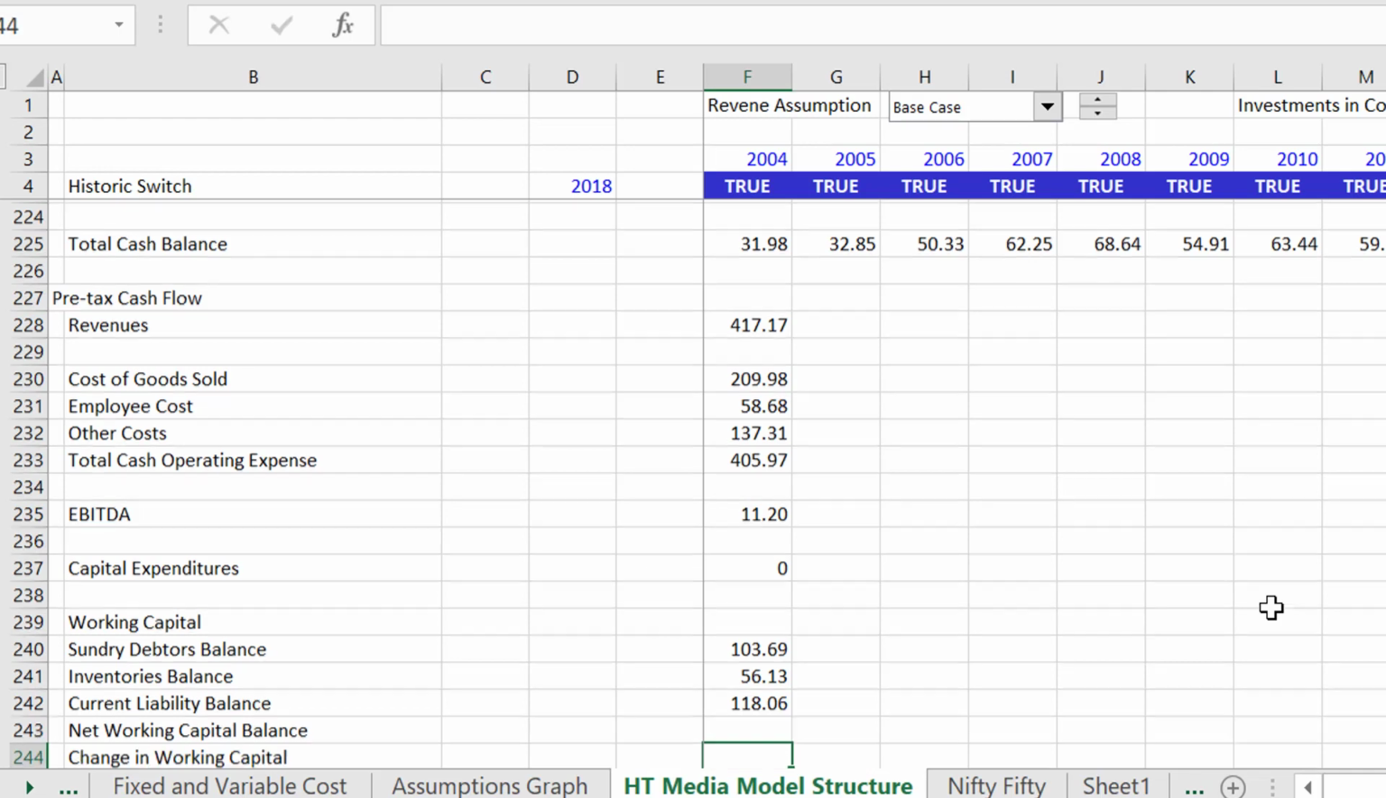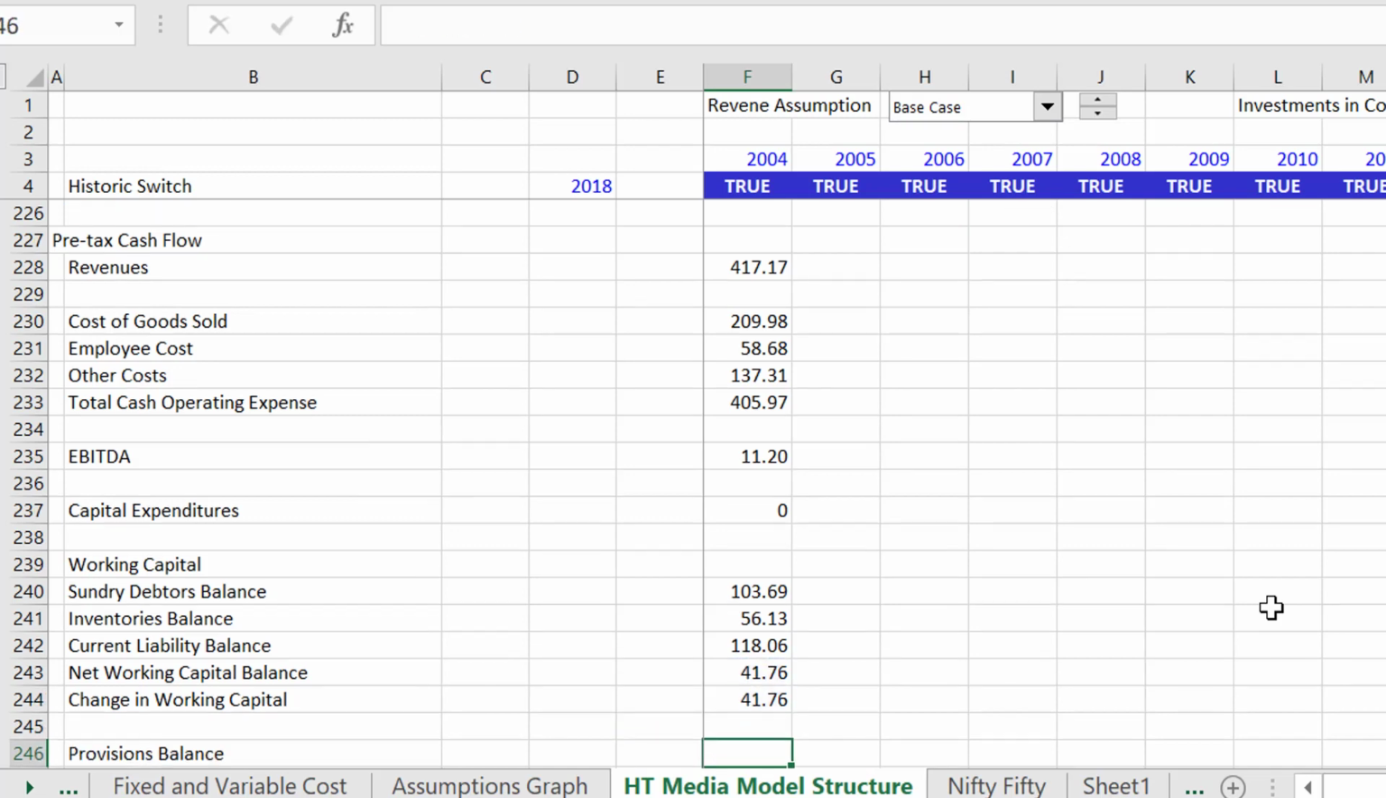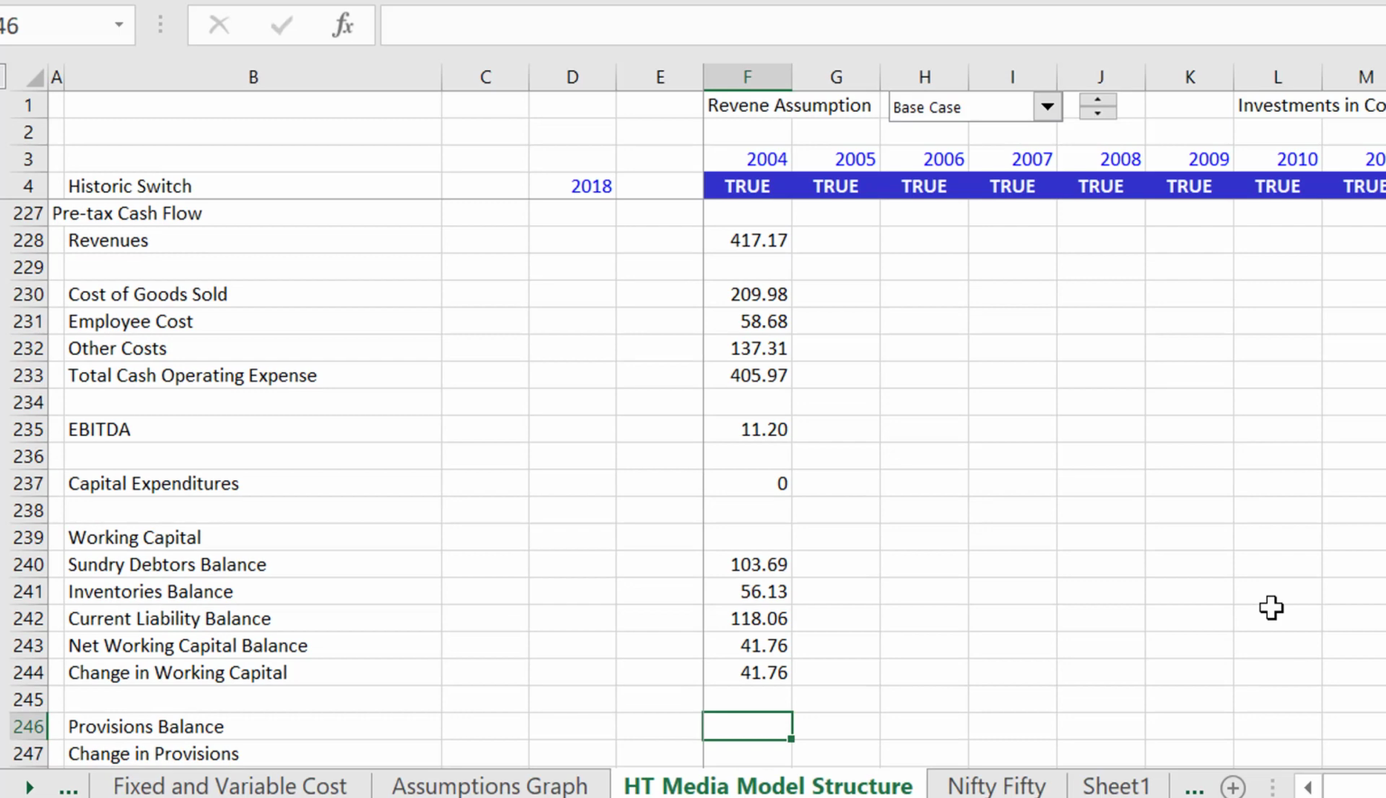And then what we do here is we get the balance. So we start with the balance of the working capital, which is just the assets minus the liabilities. And then we take the change in the working capital, which is this year minus last year. Now, don't worry about this first year because that's a history year. We'll fix that in a minute.